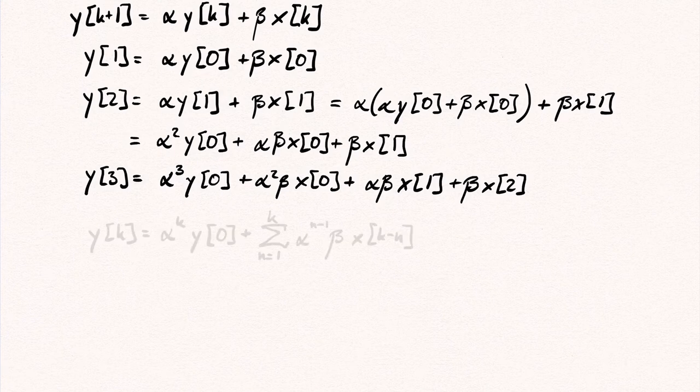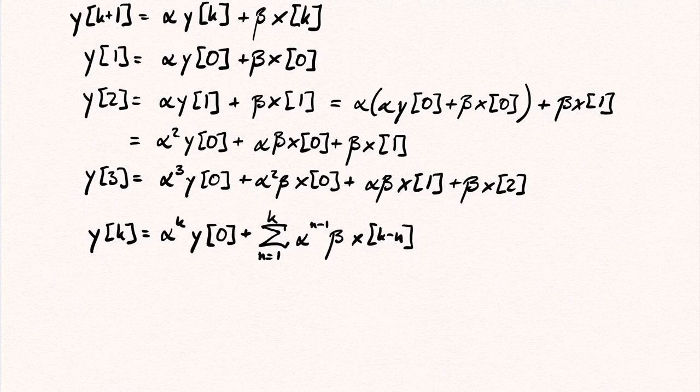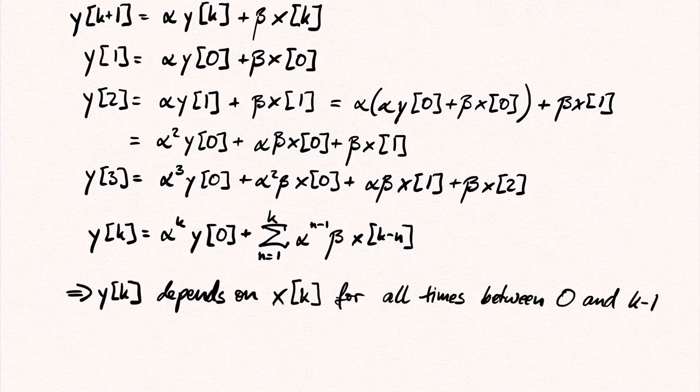We can also find the general expression that y of k is equal to alpha to the power of k y of 0 plus the sum from n equals 1 to k of alpha to the power of n minus 1 times beta times x at time k minus n. So the output at time k depends on the input signal x for all times between 0 and k minus 1. So as time k tends to infinity, the output y will depend on all previous input signals x, which can be interpreted as the impulse response of the system h of k having an infinite range. Hence the name infinite impulse response filter.